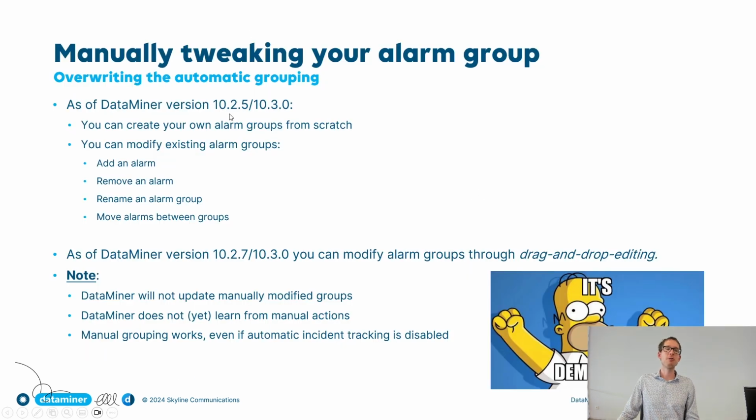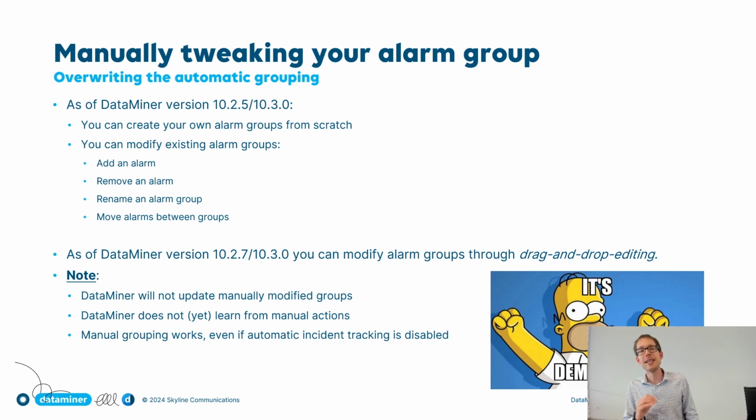So as of DataMiner version 10.2.5, you can create your own alarm groups or your own incidents from scratch. You can also modify existing alarm groups or incidents. For example, you can add an alarm, remove an alarm, rename an alarm group, and move alarms between groups. As of DataMiner version 10.2.7, there's even a nice, intuitive UI, where you can simply drag and drop. So you can just drag an alarm from one incident or one alarm group to another. Nice and simple. Now, before showing this on a real-life system, let me just give you a few remarks.